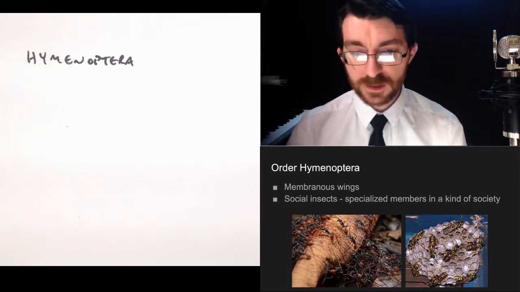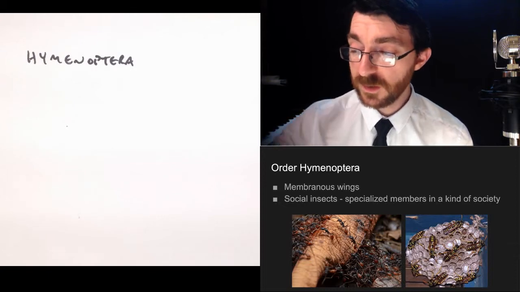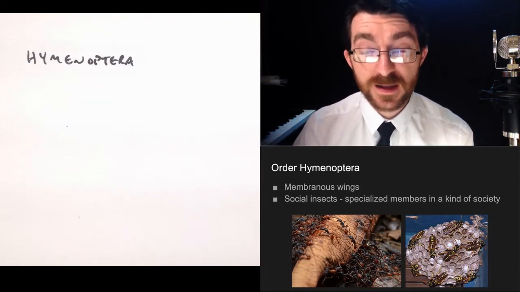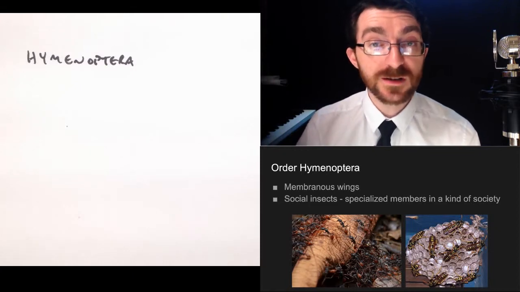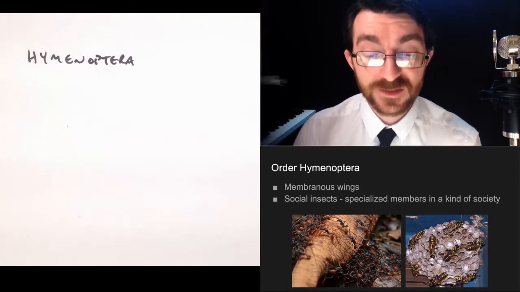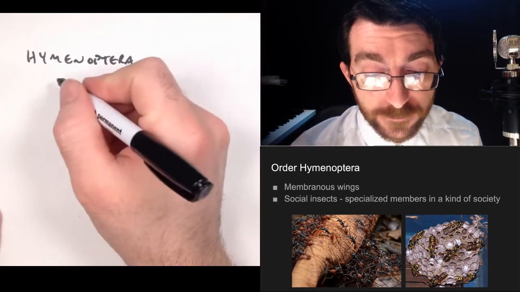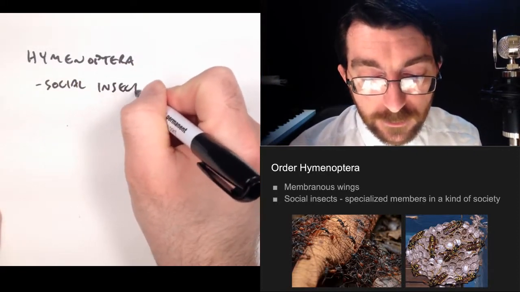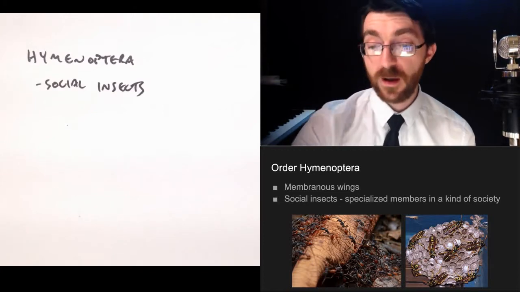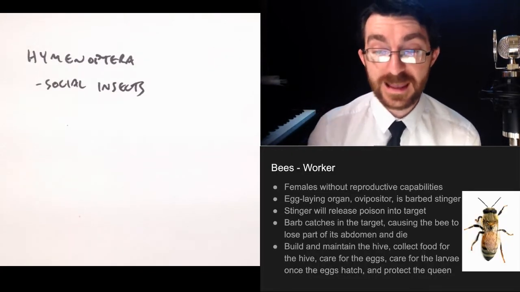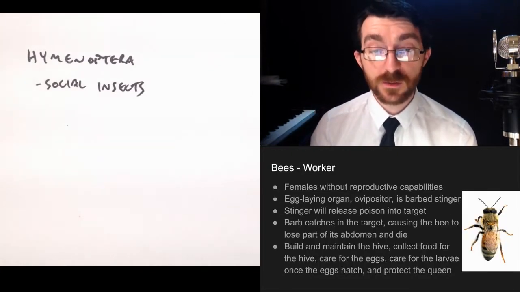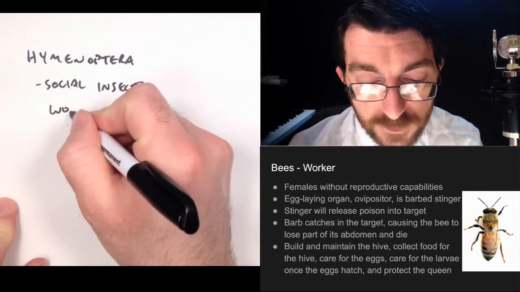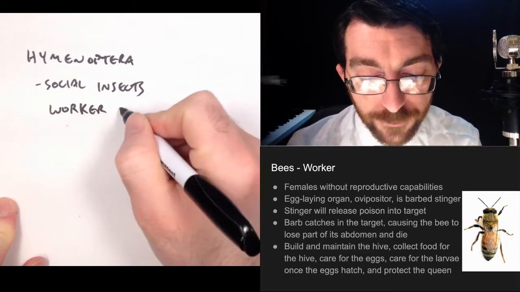We're doing Hymenoptera, membranous wings. These are also what are called social insects, which means that they have specialized members that all perform a certain task in a kind of society. These are all social insects. So maybe we can talk about the roles that some of them play in their society. So let's start with bees.